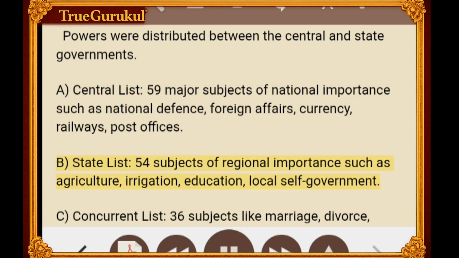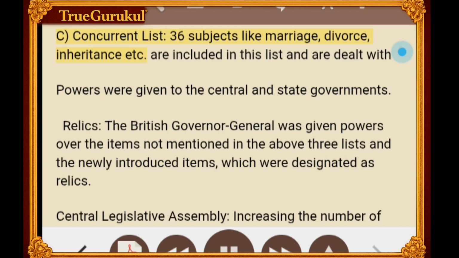B. State list, 54 subjects of regional importance such as agriculture, irrigation, education, local self-government. C. Concurrent list, 36 subjects like marriage, divorce, inheritance etc. are included in this list and are dealt with. Powers were given to the central and state governments. Relics: the British Governor-General was given powers over the items not mentioned in the above three lists and the newly introduced items, which were designated as relics.